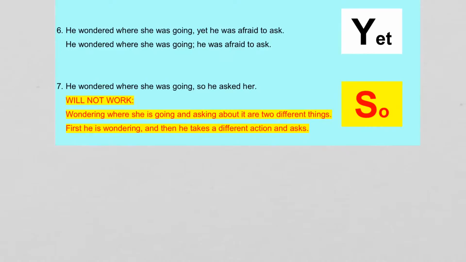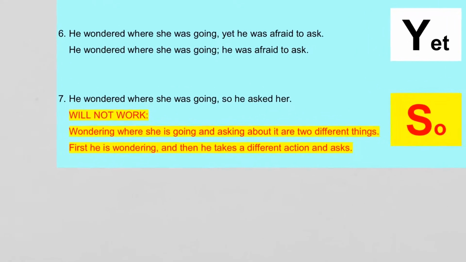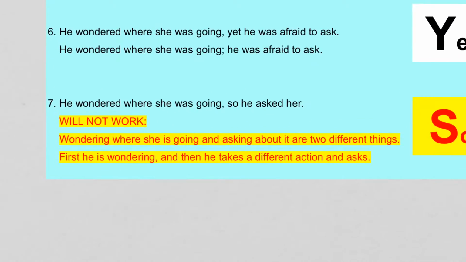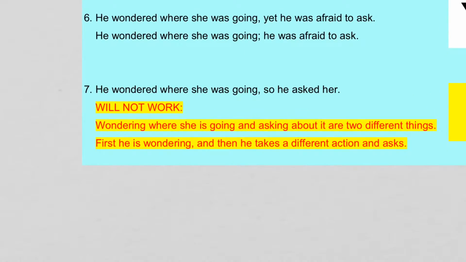Okay, next example with the conjunction yet. He wondered where she was going, yet he was afraid to ask. So at the same time that he's wondering, he's afraid. Okay? And because of that, we can use a semicolon.